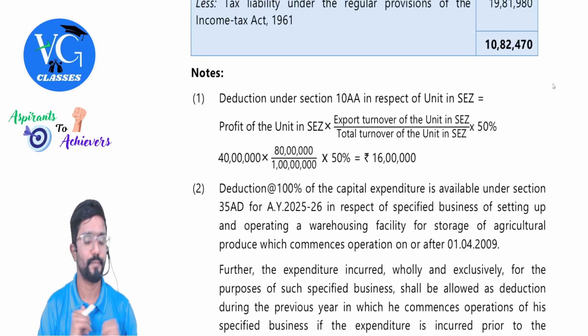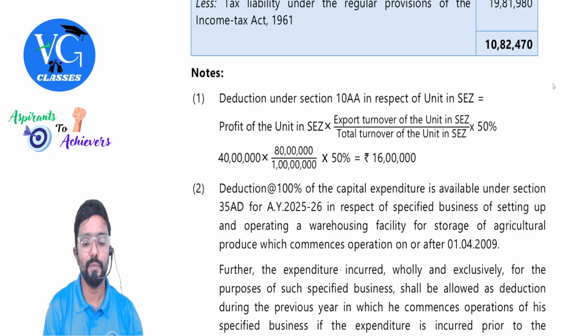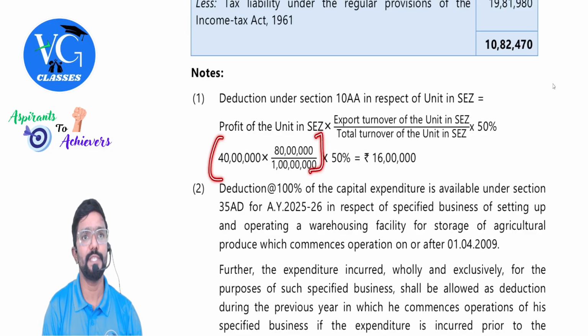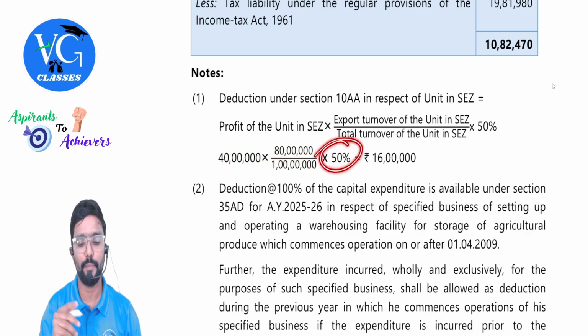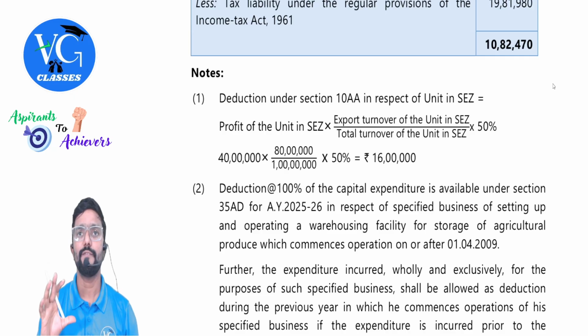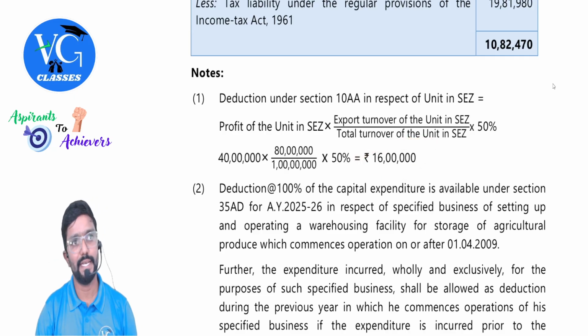Where is it? Here. Okay. Profit of SEZ unit is 40 lakhs. Into how much is attributable for export business you calculate, divided by 1 crore total sales, into export sales, 80 lakh. And as we are in the 6th year, 50% of it, which comes to 16 lakh.